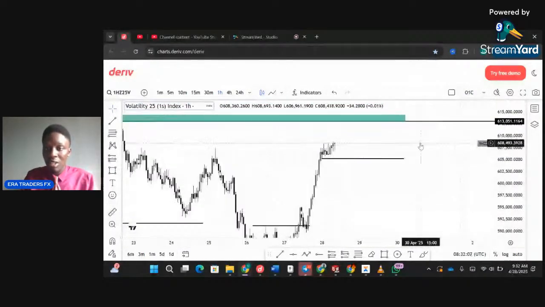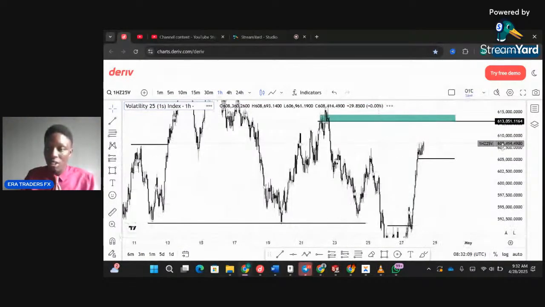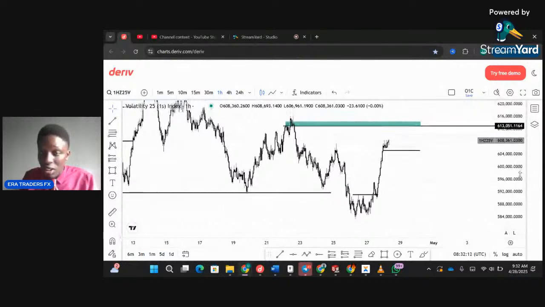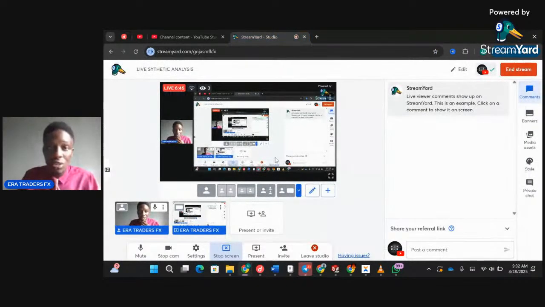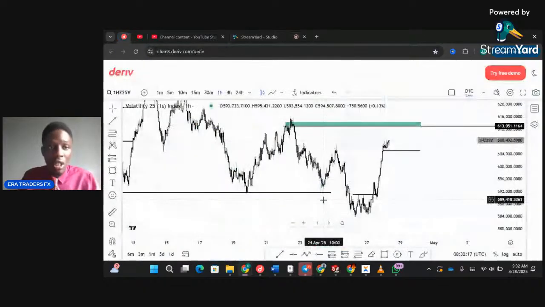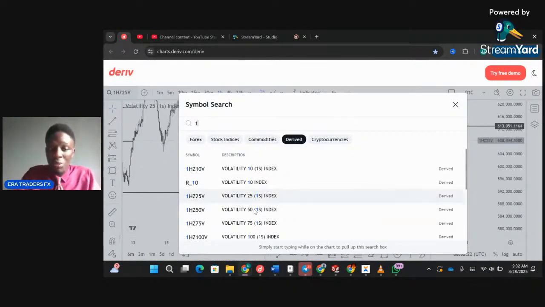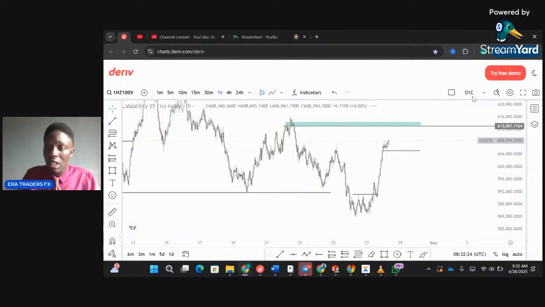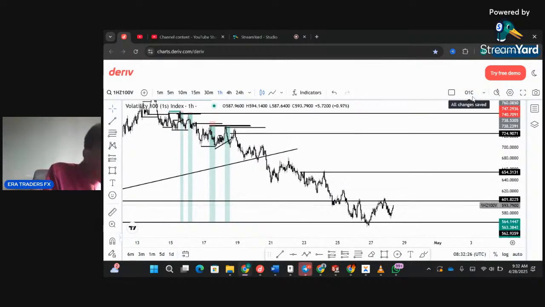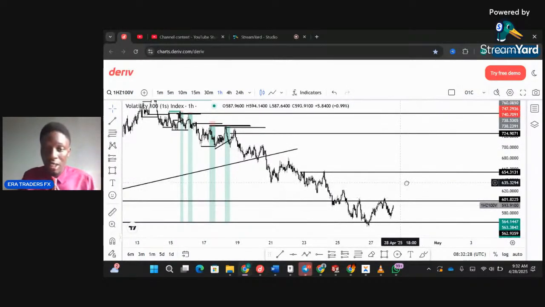Yeah, so from that level around 613,051. So you can mark that. So now that's for V25-1S. I want to do V100-1S because we have a trade currently there. I'm seeing a trade that we can take.